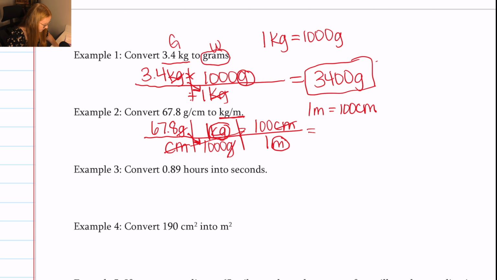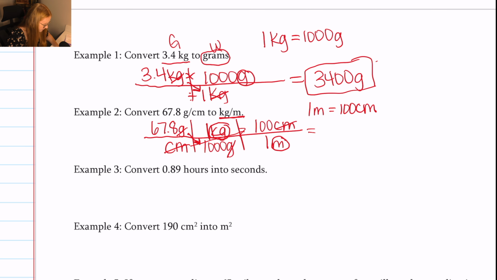Okay, let's try 0.89 hours into seconds. So we're going to start with the given. And then for hours to seconds, I don't know what that is off the top of my head. 3,600. But I do know that there are 60 minutes in an hour and 60 seconds in a minute. So what I can do is use multiple conversion factors to get from hour to second. It may take a little bit longer, but that's okay.